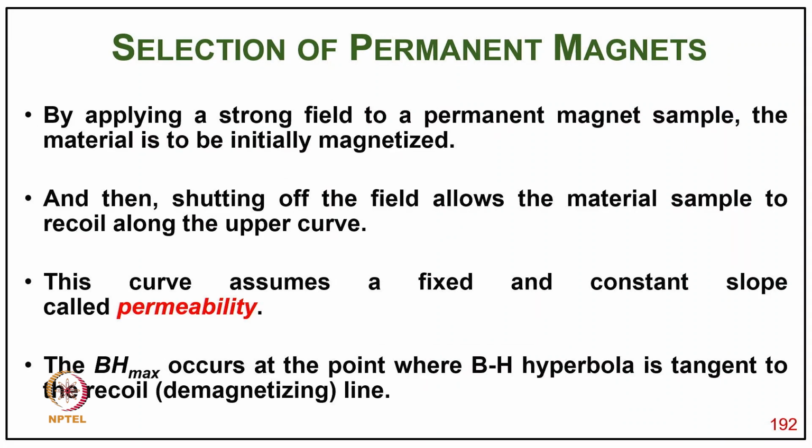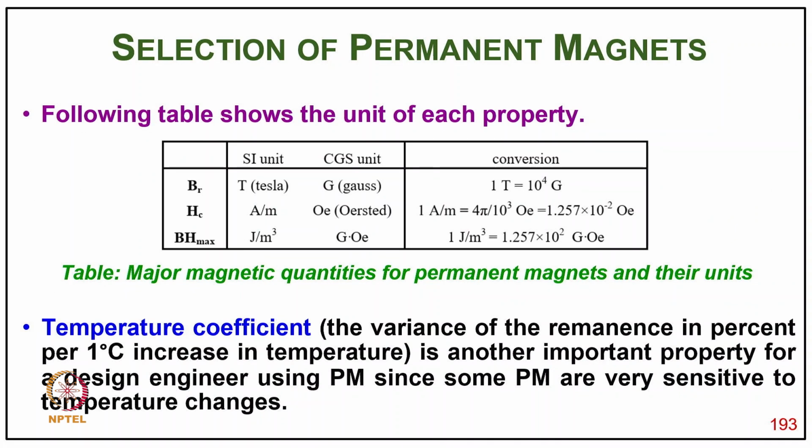By applying a strong field on a permanent magnet sample, the material is initially magnetized, and then the removal of the field allows the material sample to recoil along the upper curve, and this curve assumes a fixed and constant slope called the recoil permeability. The BH product maximum, BHmax, occurs at the point where the BH hyperbola is tangential to the recoil demagnetizing line in the second quadrant. You can see the following table shows the unit of each property, like Br in Tesla, Hc in ampere per meter, and BH in joules per meter cube. So these are the major magnetic properties of magnetic material.